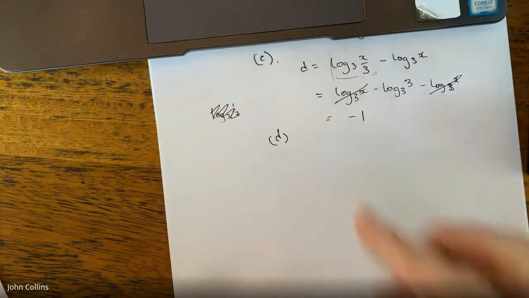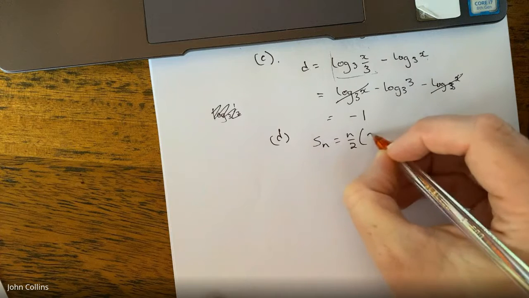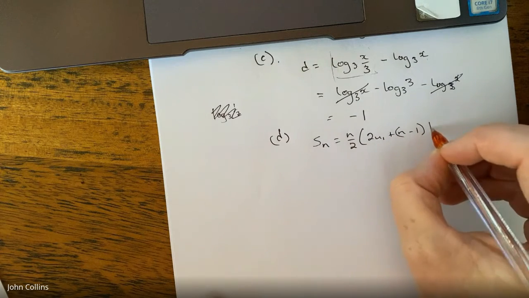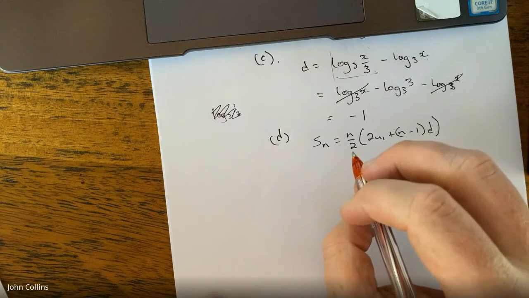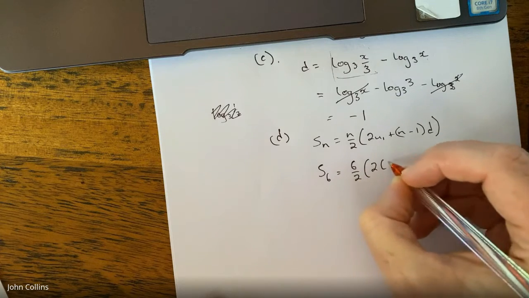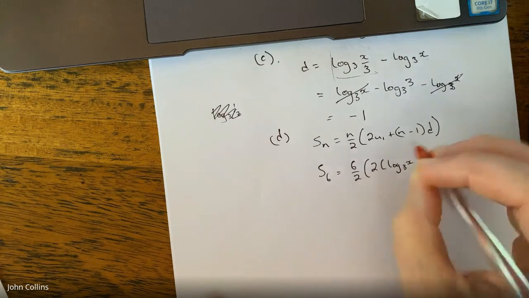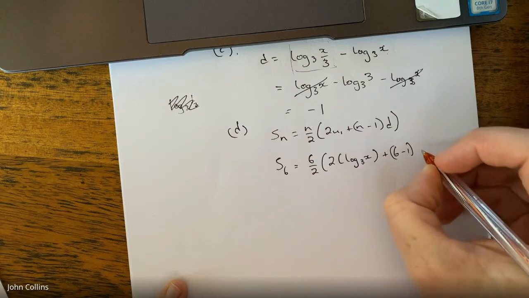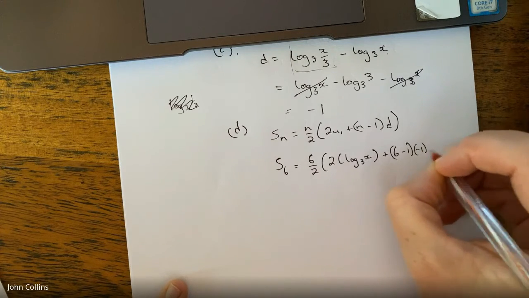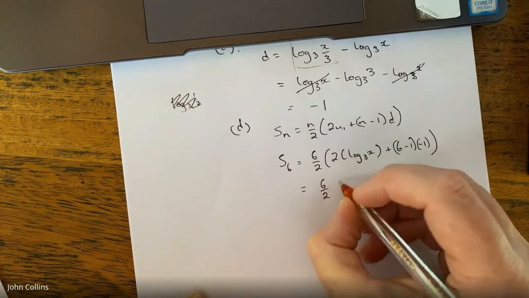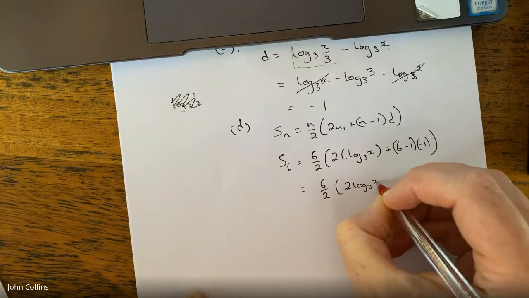I presume you were able to do this one, Sean? Yes. The sum to infinity to u1 plus, so I just used the sum of terms formula, and it's saying that we're looking for the first 6 terms. So S6 is going to be 6 over 2, twice the first term in that sequence, which was log 3 to the x, and then plus 6 minus 1, of course, 5, and then minus 1, which is the difference we just found. You could tidy all this up.